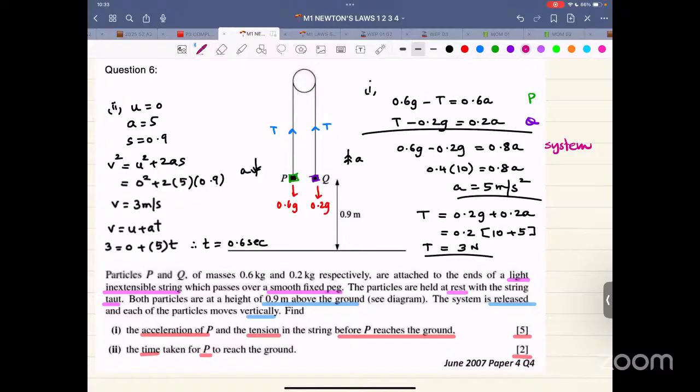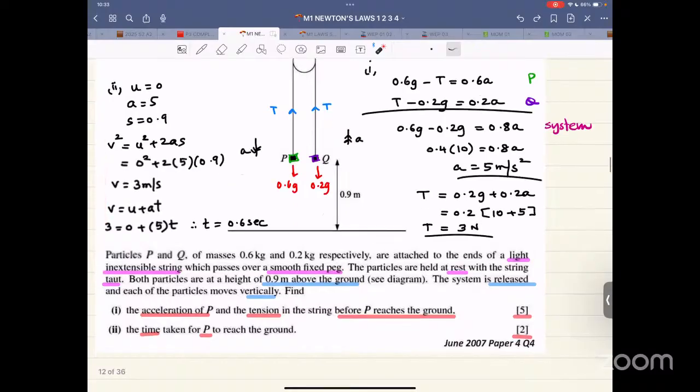So what I get is the acceleration 5 and the tension; I can plug into one of the equations and I get this to be 3 Newton. Now the time taken for P to reach the ground: the initial velocity is 0, acceleration is 5, distance is 0.9, V is 3 meters per second, V equals u plus at, so t is 0.6. Or I could have used s equals ut plus half at squared. I personally prefer these two equations, so that's why I use them.